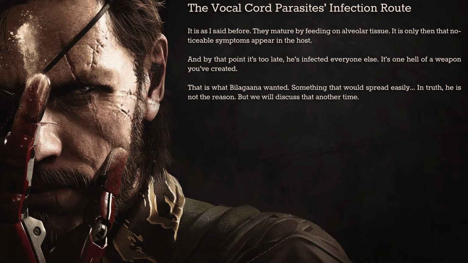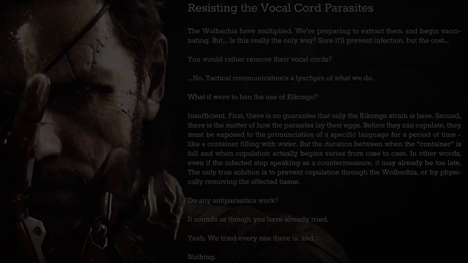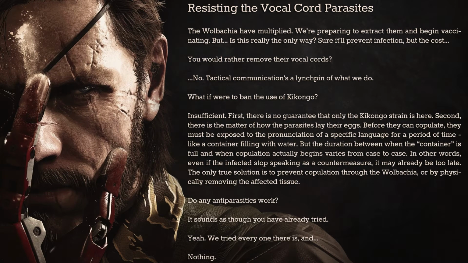That is what Blag Ana wanted. Something that would spread easily. In truth, he's not the reason. But we will discuss that another time. The Wolbachia have multiplied. We're preparing to extract them and begin vaccinating. But is this really the only way? Sure, it'll prevent infection, but the cost... You would rather remove their vocal cords? No. Tactical communication's a linchpin of what we do.